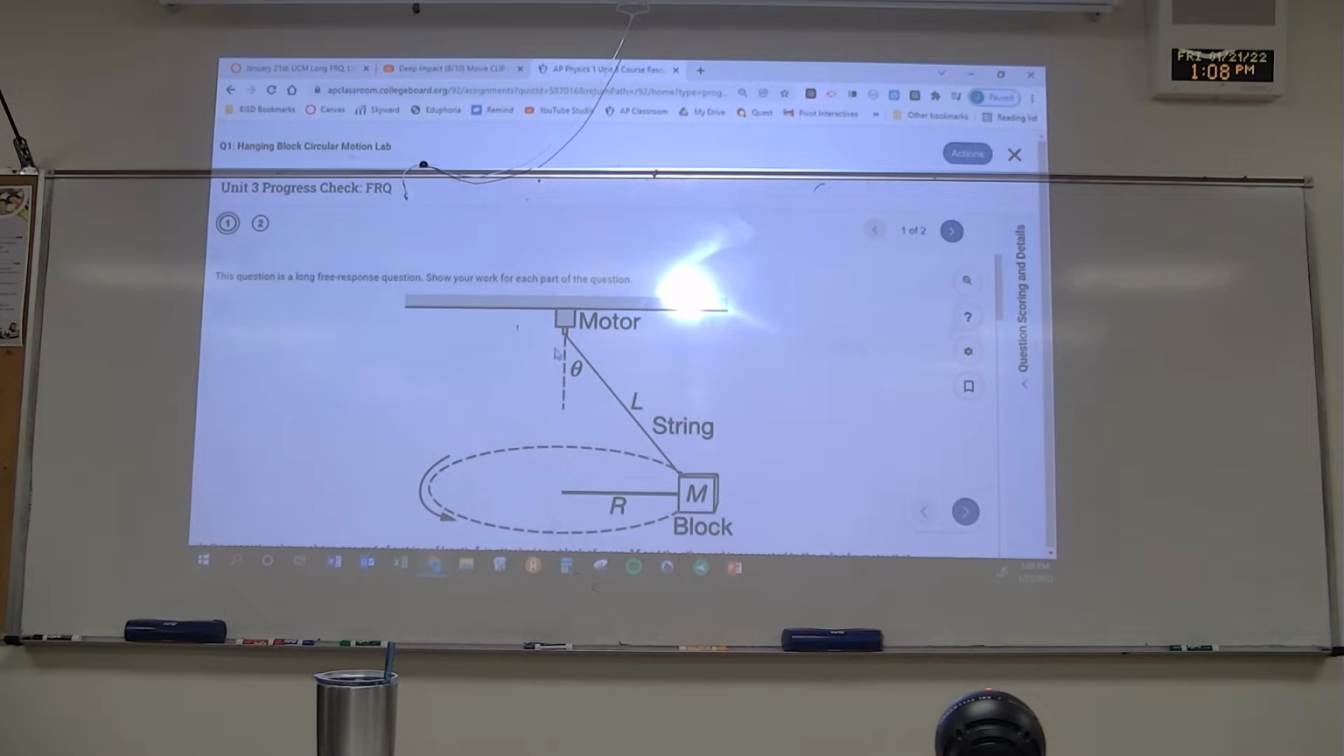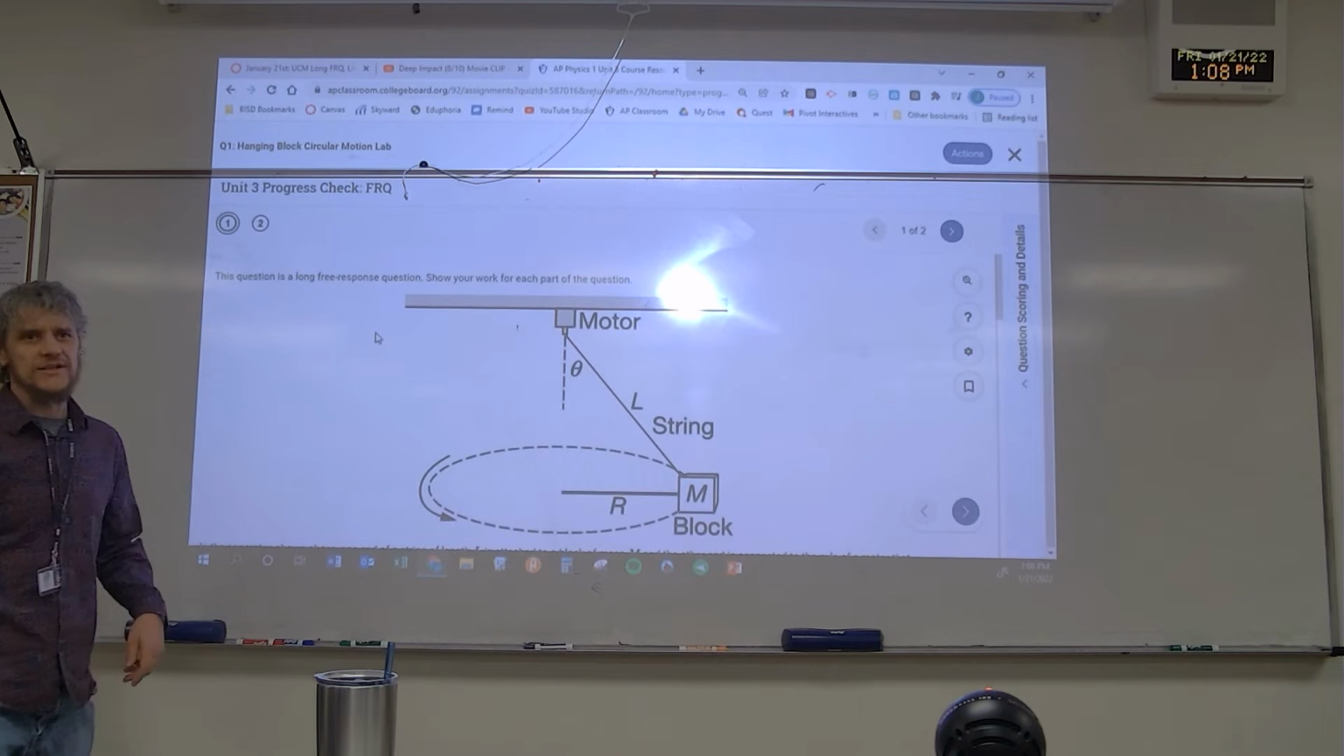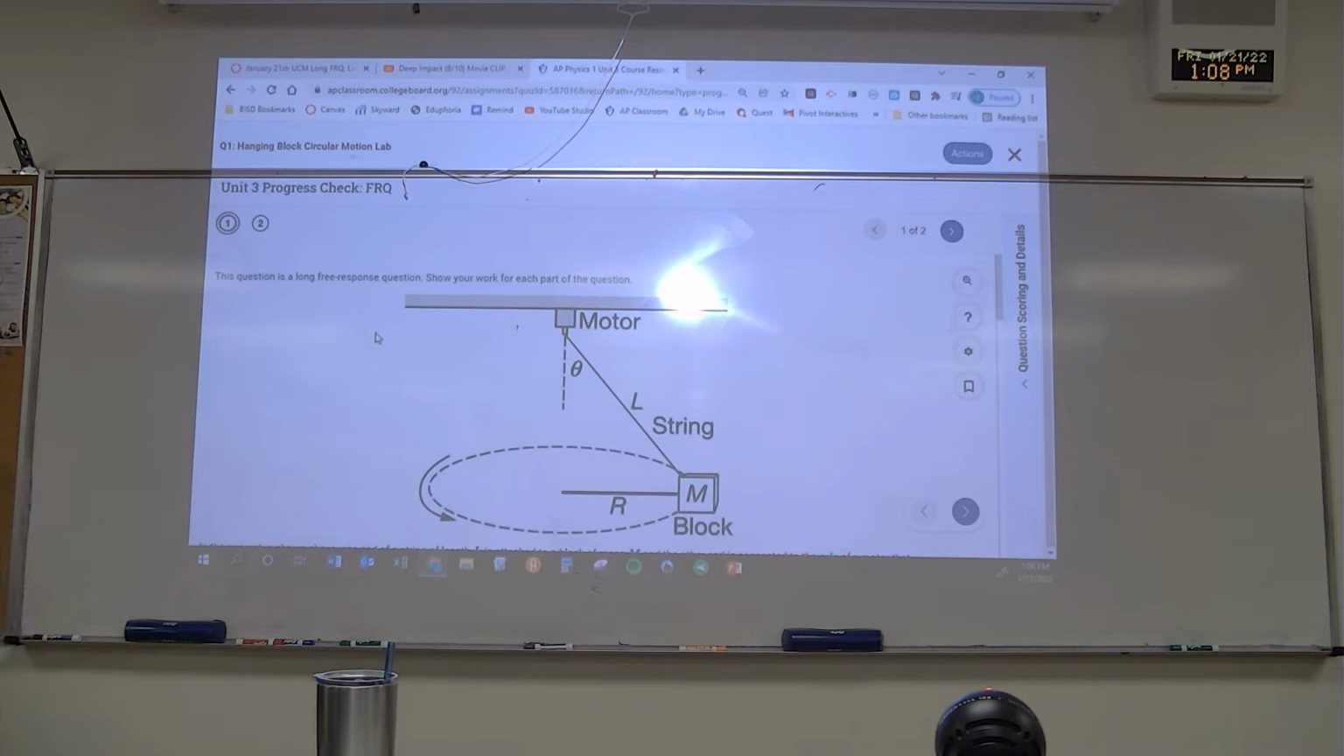All right. For this problem, it's a long free response question, meaning on the AP exam, they expect you to spend about 25 minutes on it. Show your work for each part of the question.